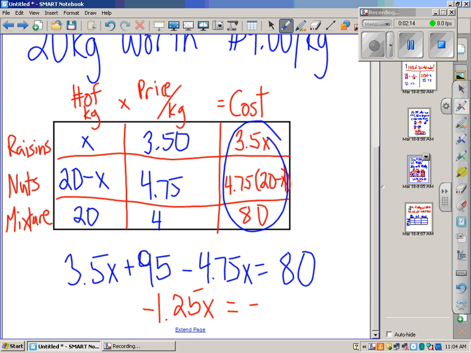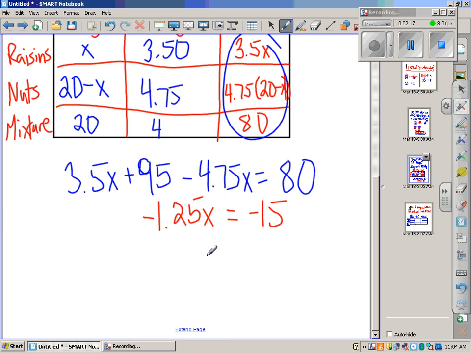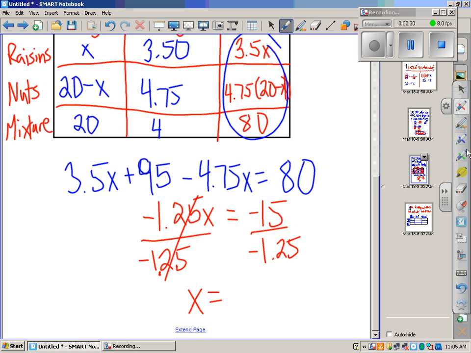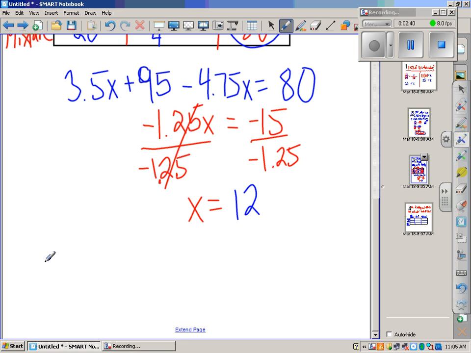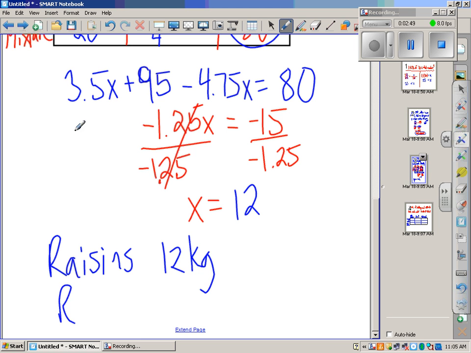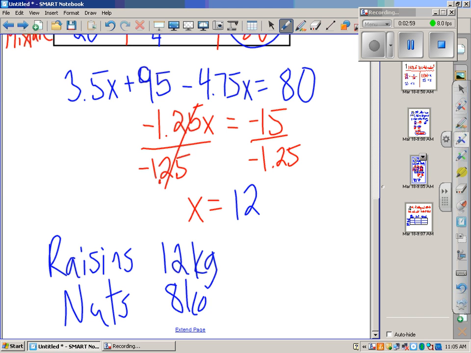Negative 1.25x equals negative 15. Divide both sides by negative 1.25, and you get x equals 12. And then you have to answer the question. So that was the number of raisins. So raisins, 12 kilograms. Nuts will end up with 8 kilograms. And that's an easy one to check.